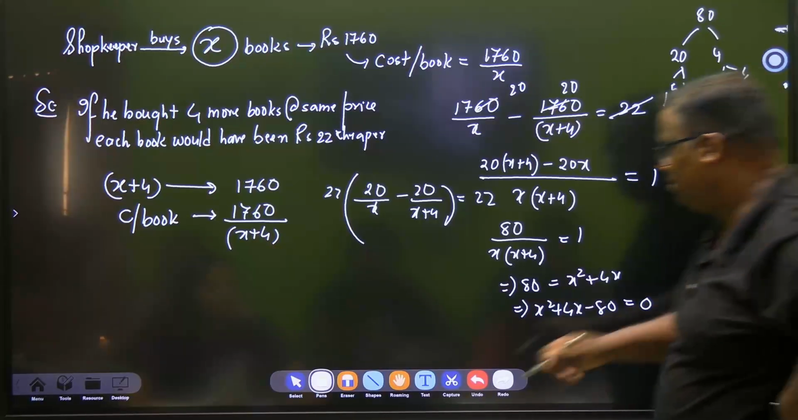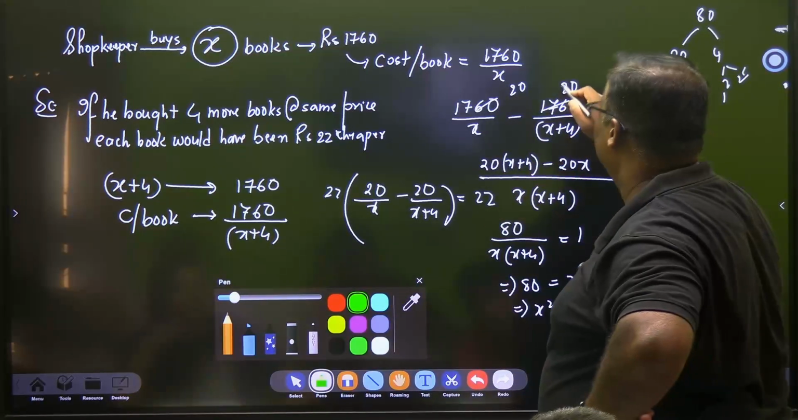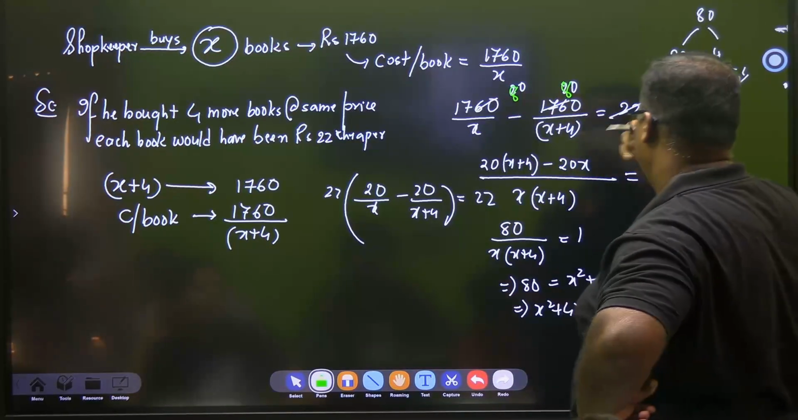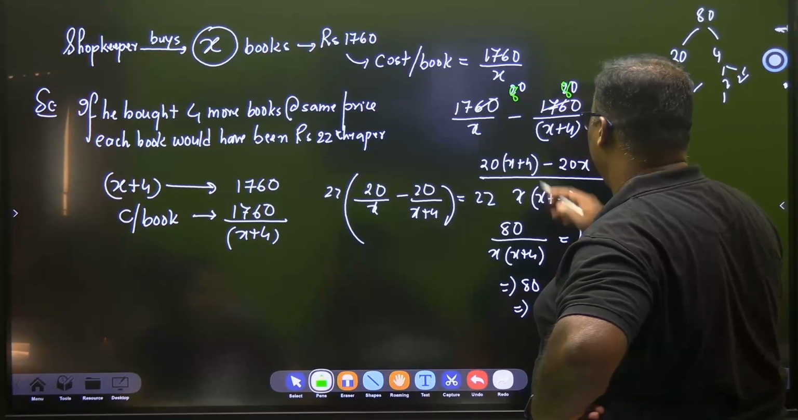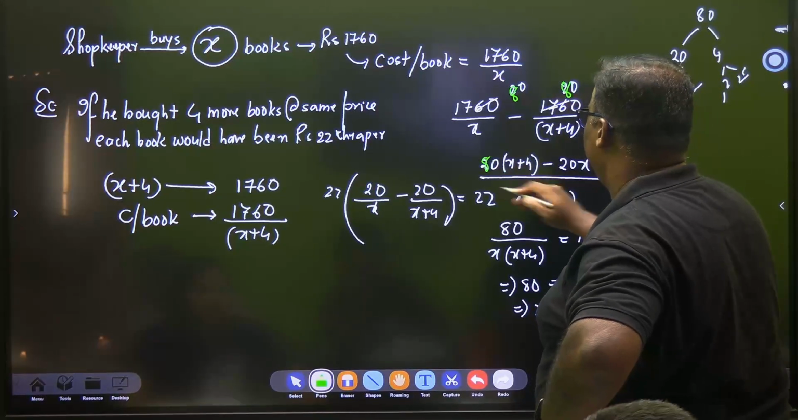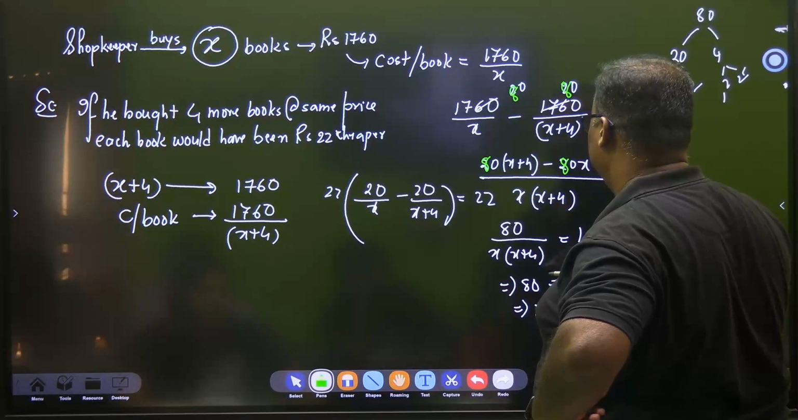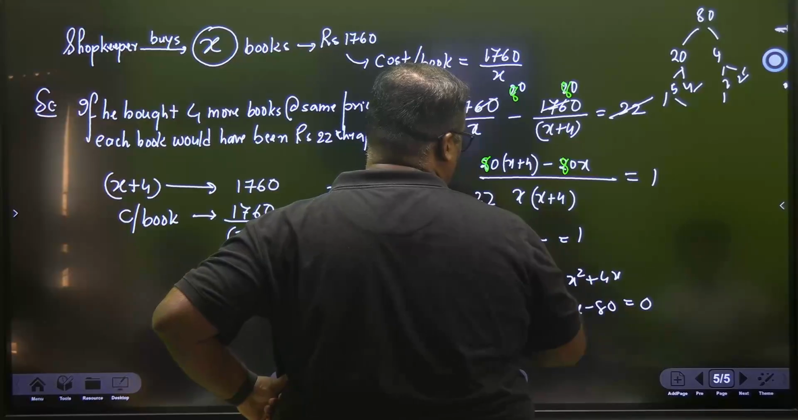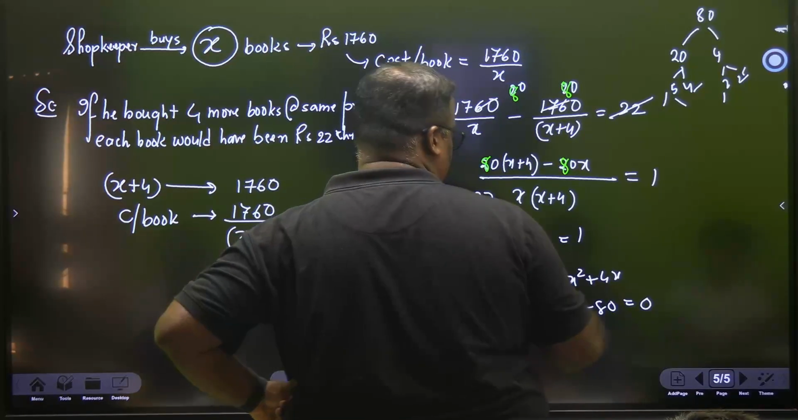I said 80. It's 80. Sorry. So this is 80. This is 80. This is 80. Yeah. Sorry. So 80 means 80x, 80x cancel. So we will have how much? This is 80. This is 80. So 80 into 4 is 120. Right? 320. Right. So this will be 320 is equal to x plus 4.